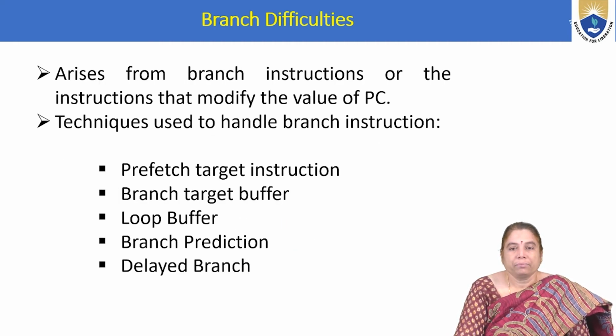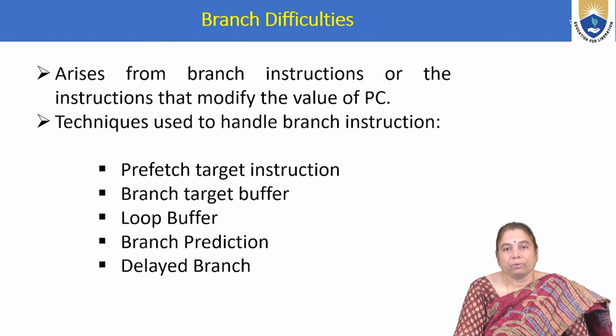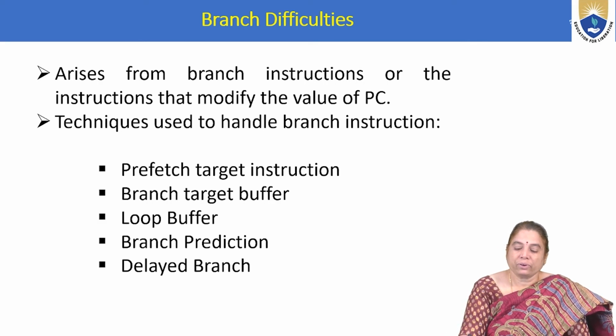Next, the third conflict is branch difficulties. These branch difficulties arise from branch instructions. Branching can alter the execution of the program sequence, conditionally or unconditionally. To resume the main program execution, the PC value must be properly saved. Branch instructions modify the value of the PC, and during this time branch difficulties can arise. The techniques used to handle branch instruction difficulties are prefetch target instruction, branch target buffer, loop buffer, branch prediction, and delayed branch.